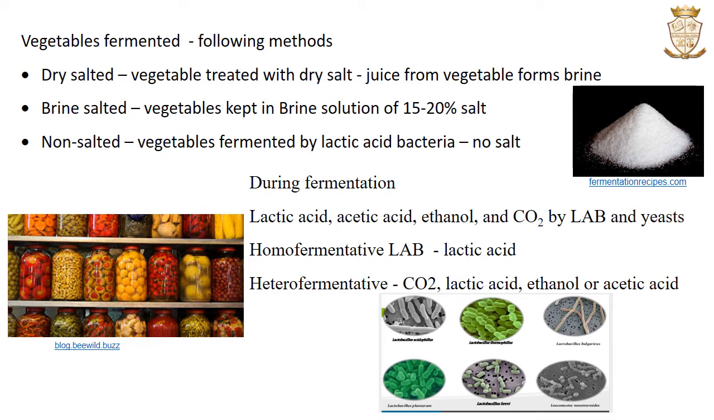What happens during fermentation of vegetables? During the fermentation of vegetables, the glucose and fructose present in the vegetable will be converted to lactic acid, acetic acid, ethanol, carbon dioxide, etc., by the action of lactic acid bacteria and yeast. There will be homofermentative lactic acid bacteria, which result in the formation of lactic acid, and the growth of heterofermentative lactic acid bacteria will result in the formation of carbon dioxide, lactic acid, ethanol, acetic acid, etc.